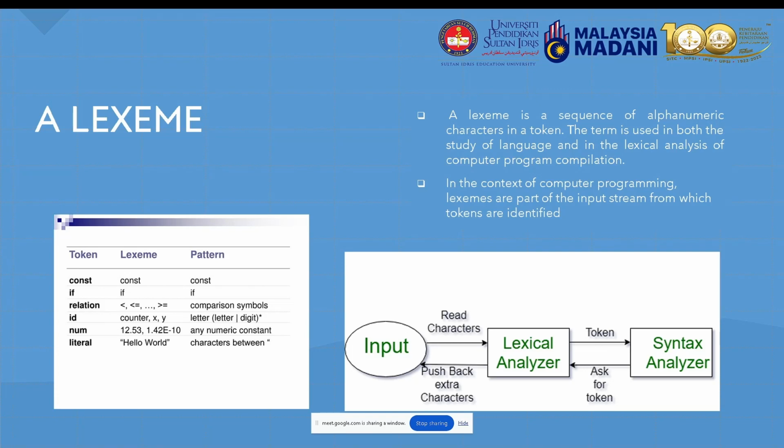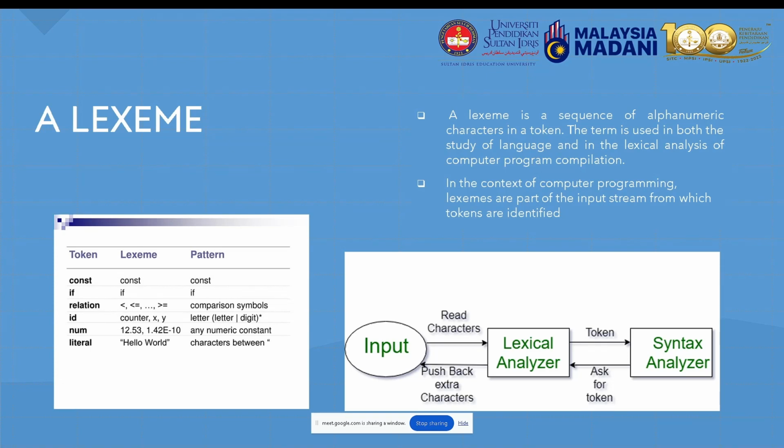Okay, for example here, you can see input, lexical analyzer and syntax analyzer. For this input, the compiler needs to read the characters, and then pass the token to the syntax analyzer, and then the syntax analyzer will ask for the token and push back some of the special or extra characters.